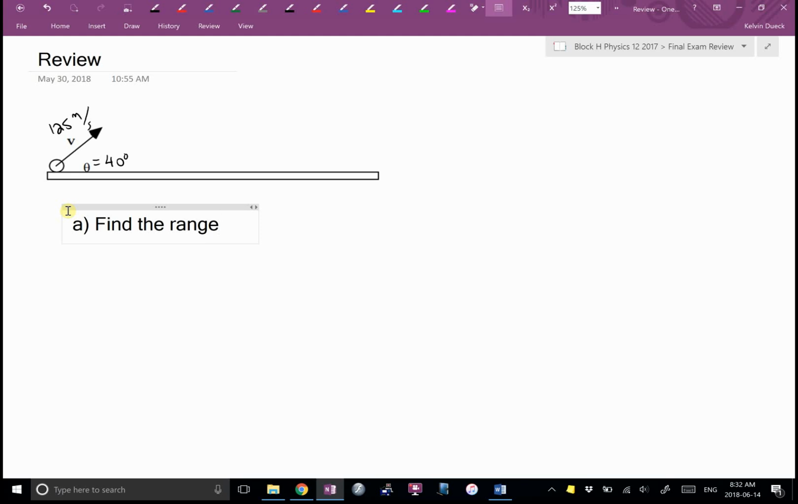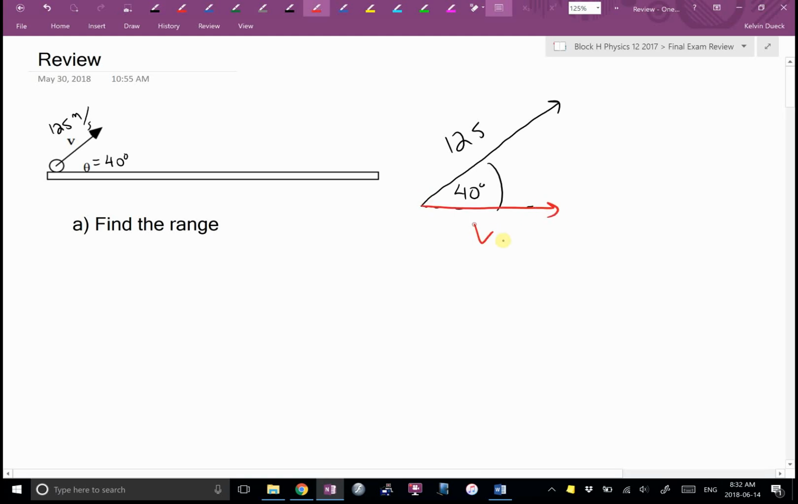So the first thing that I would do is find the horizontal and vertical components. I would probably draw this a little bit larger so that I can see what's going on. 40 degrees, 125. Here's Vx. Here's Vy initial. Why did I put an initial on the Vy and not on the Vx? Vx doesn't change. Vy does change. This is going to be opposite, hypotenuse, adjacent. I think we noticed that Vy ended up being sine and Vx ended up being cosine in this situation.